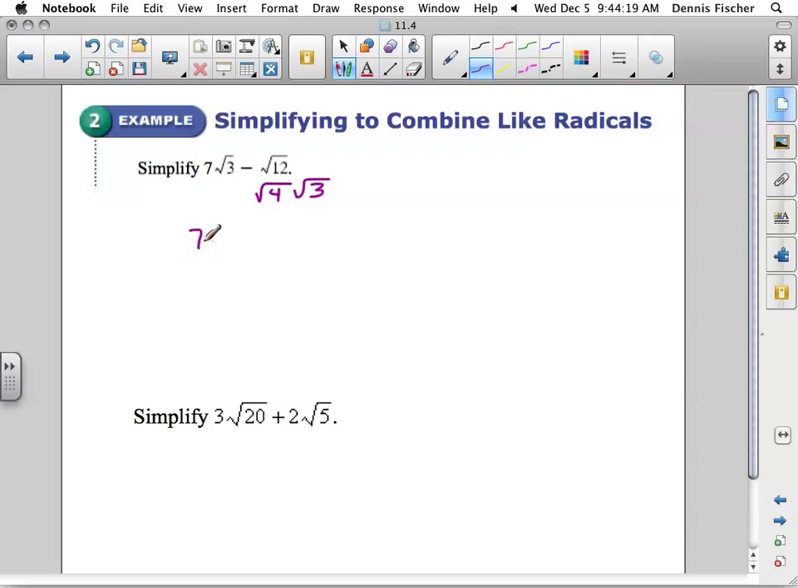Now if I go here and I got 7 square root of 3 minus, okay, square root of 4 is 2 square root of 3. I'm hoping you write these down as we go. 7 square root of 3 minus 2 square root of 3, right? Now, are they the same? Yep. Now we can subtract them. So if we subtract these, we're going to get 5 square root of 3. Now, can I simplify that down any? No, can't simplify that.